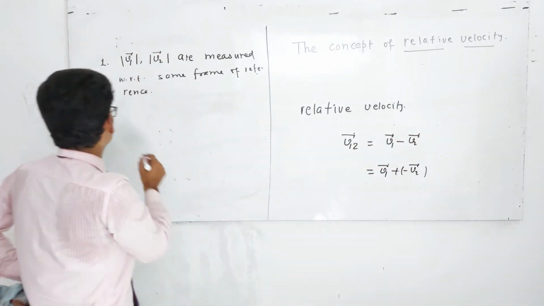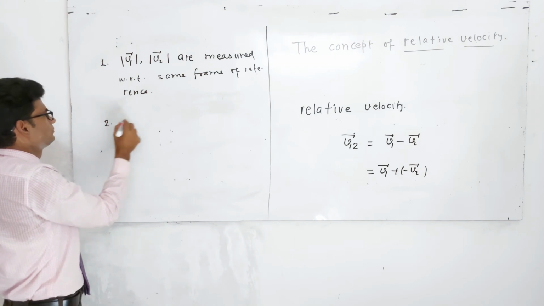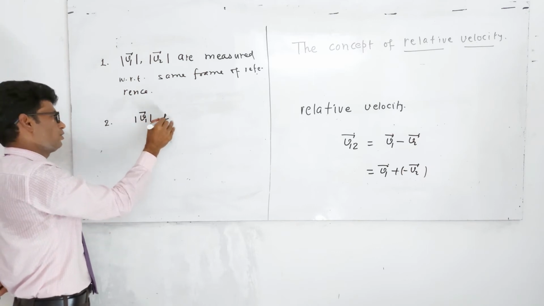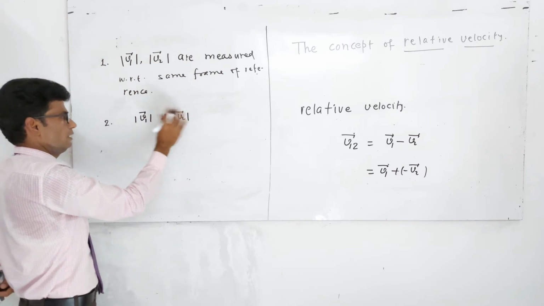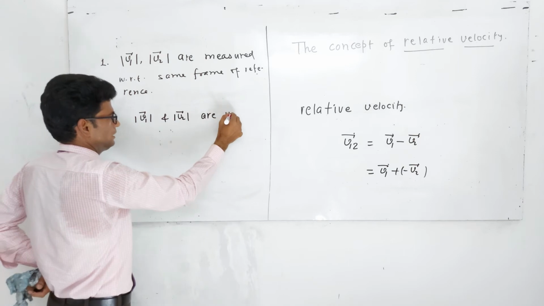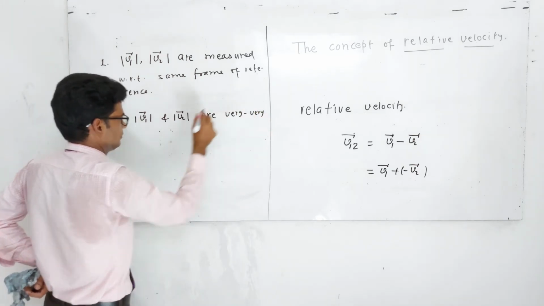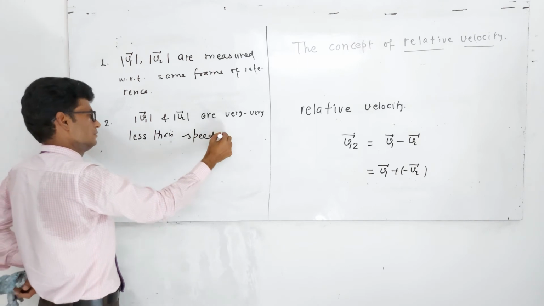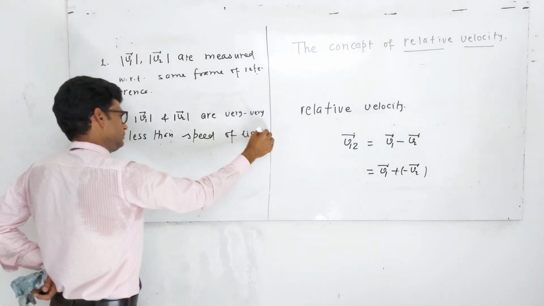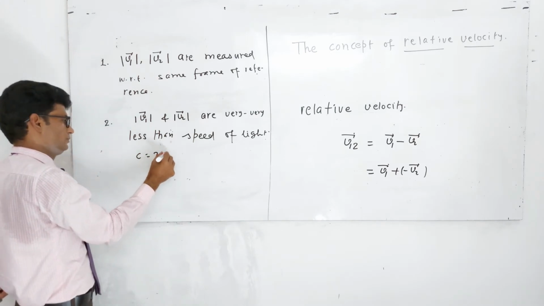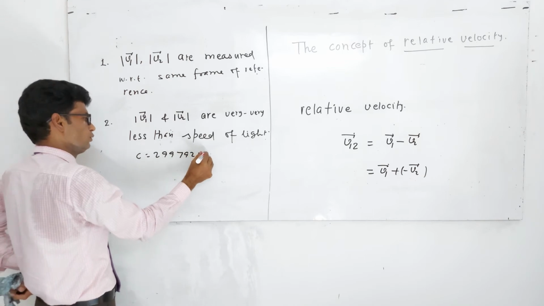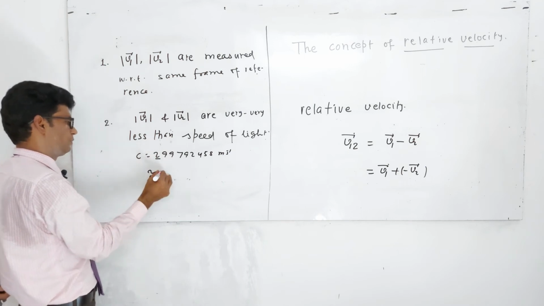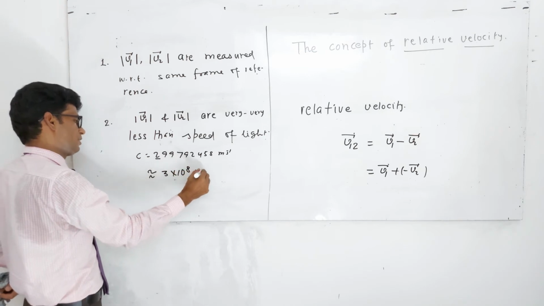Number 2, the modulus of velocity of particle 1 and the modulus of velocity of particle 2 are very much less than the speed of light. That is, c is equal to 299,792,458 meter per second. However, if we round it here, approximately it comes out to be 3 into 10 to the power of 8 meter per second.